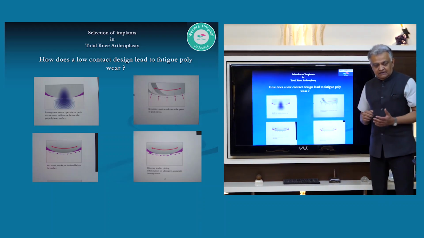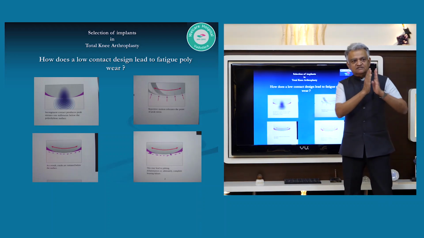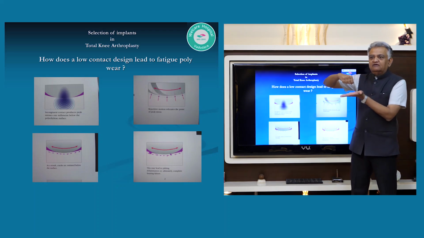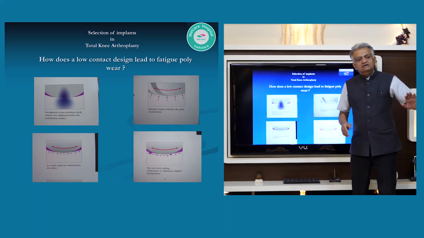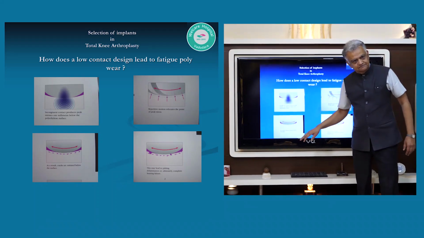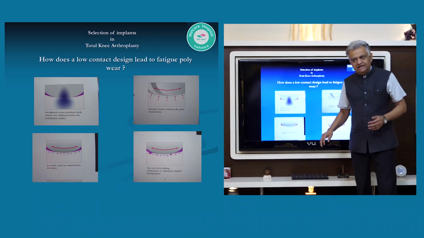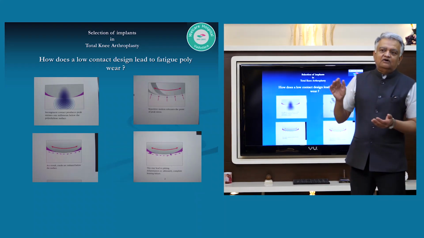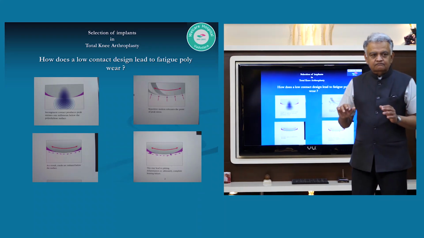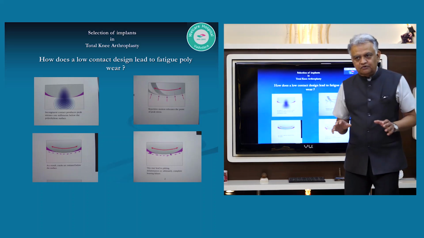So this is what happens when you have non-conforming designs, and all this is about a spectrum. So flat on round is the highest pressure producing, round on round is the lowest. But I told you just a few minutes back that round on round had its own problems. Flat on round had its own problem. Round on flat had its own problems.